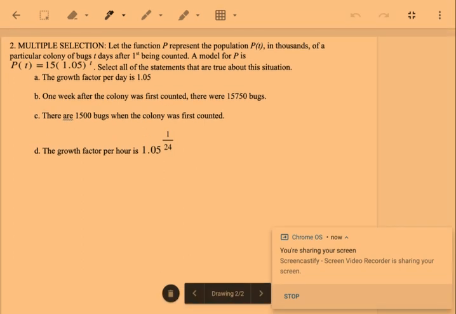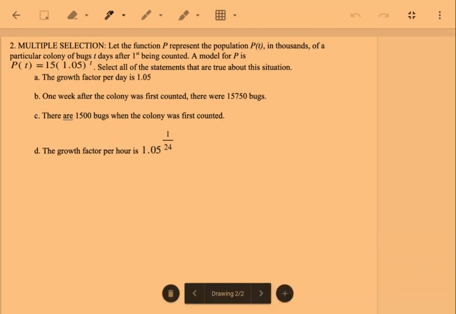Okay, number 2 is also a multiple selection. Let the function p represent the population p of t in thousands of a particular colony of bugs t days after first being counted. Select all of the statements that are true about this situation. So what I'm going to do is treat this as 4 different true and false questions, and the ones that are true are the answers. So let's start with A.